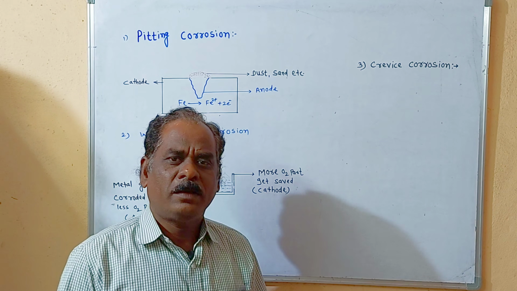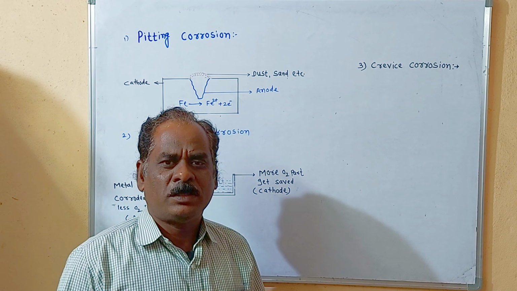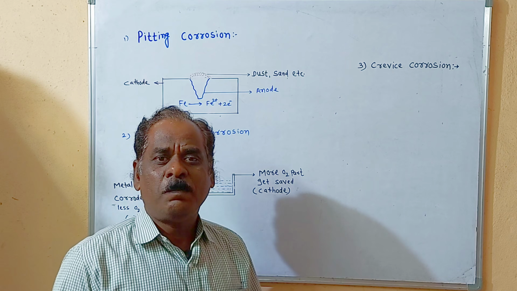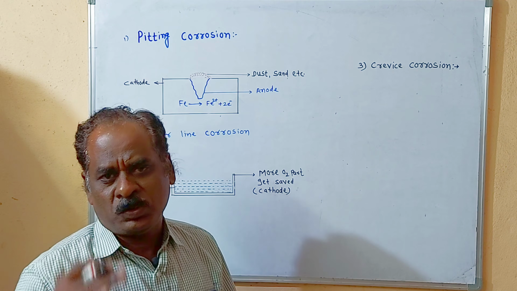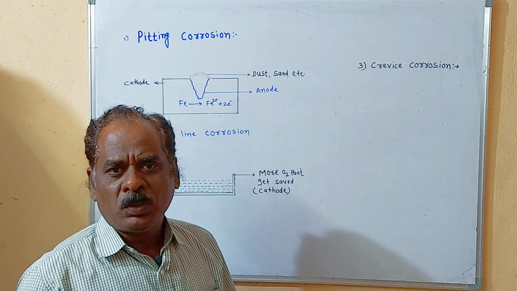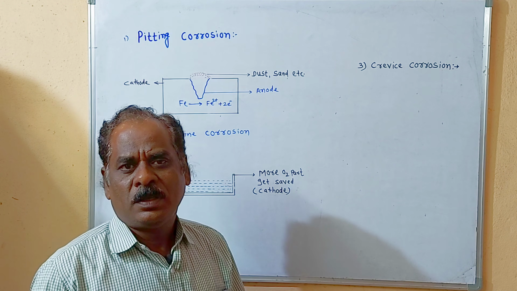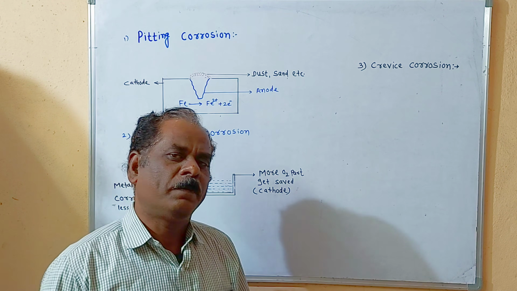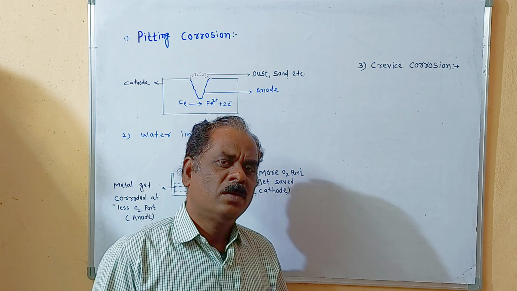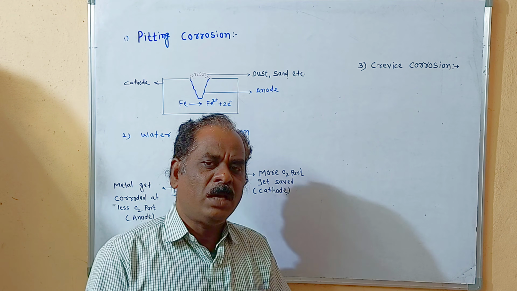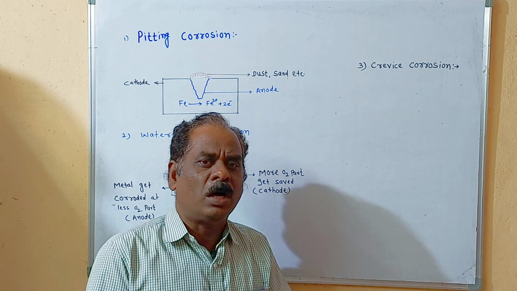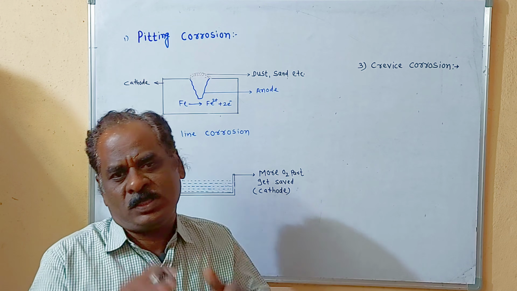The next point of concentration shell corrosion is the examples of concentration shell corrosion. Today I will teach you the 3 examples of concentration shell corrosion. First is pitting corrosion. Pitting corrosion means whenever a cavity or gap is produced on the surface of metals.